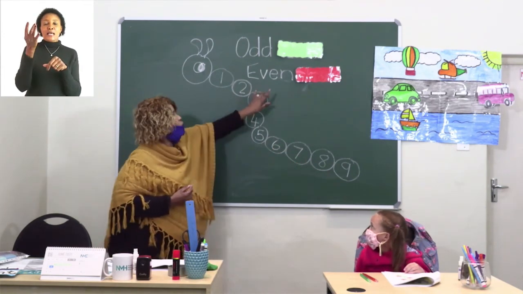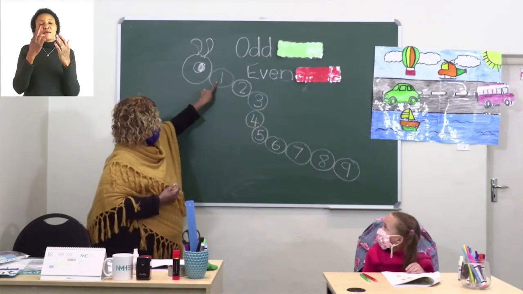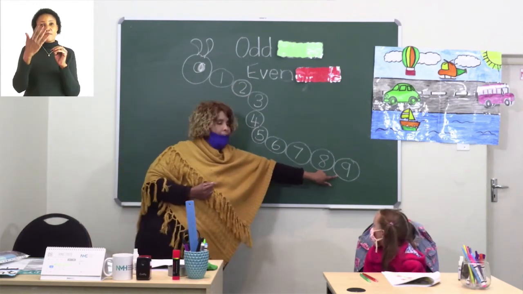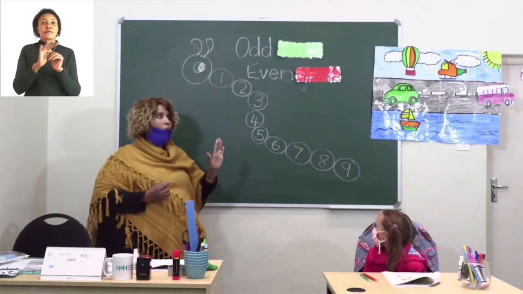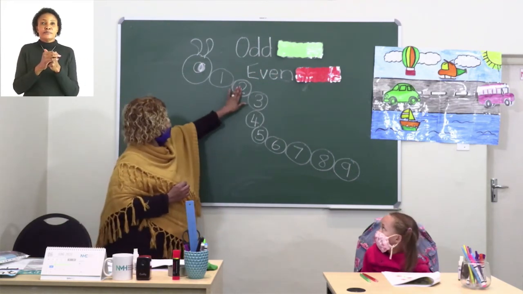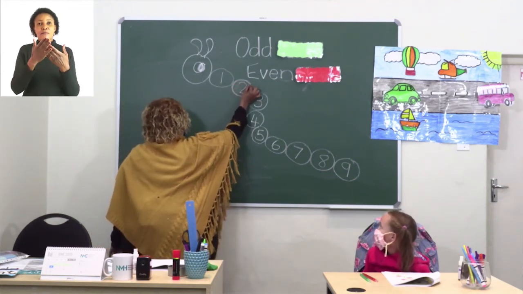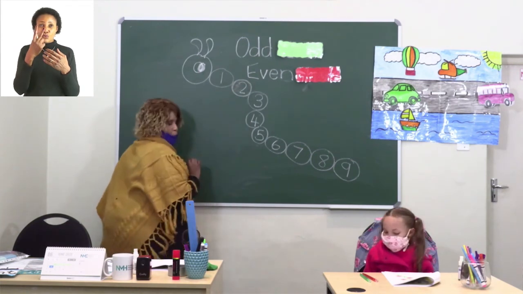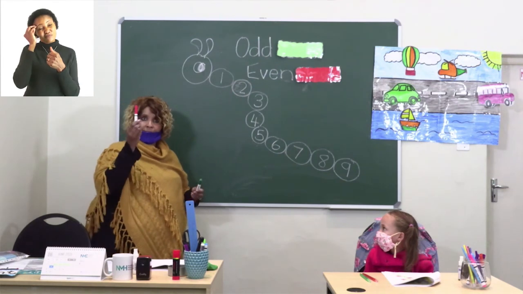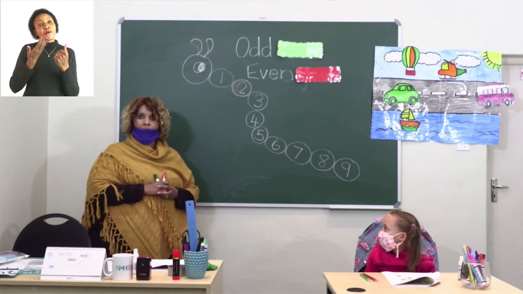All those even numbers you must color in red. And all the odd numbers are 1, 3, 5, 7, and 9. You color them all green. I have done the first one for you. You color it in nicely. My color red is not so good, but I'm sure you know your colors. You know the red and the green. I want you to do this by yourself at home.